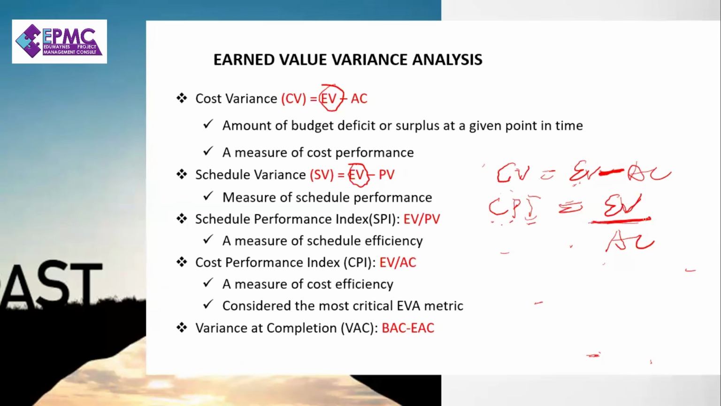Index is a ratio, so you use your division sign. It'll be EV divided by AC. Quite straightforward. If I know this, I should remember this. One is a ratio, the other one is more like a difference.